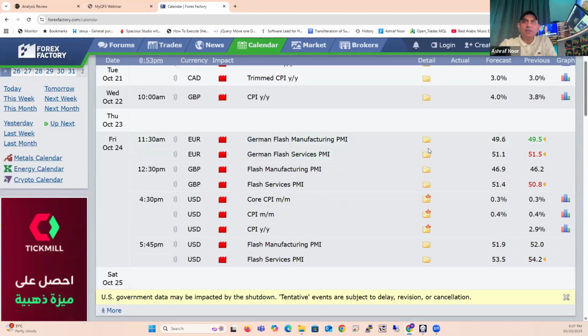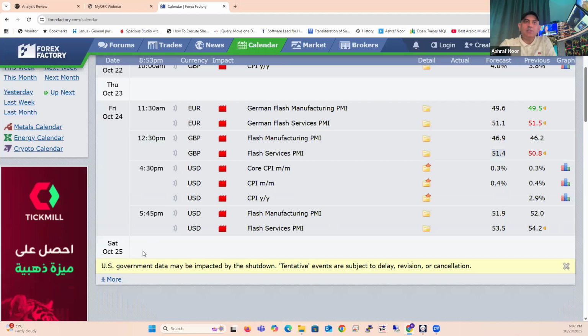We have German flash manufacturing PMI, expected slightly better number. We have German services PMI slightly lower. And then later on, we have the cable, pound dollar, PMI data coming for the pound. And we have slightly better numbers later on. Mainly, we are looking for the dollar CPI data, and we'll see how that's going to make an impact.